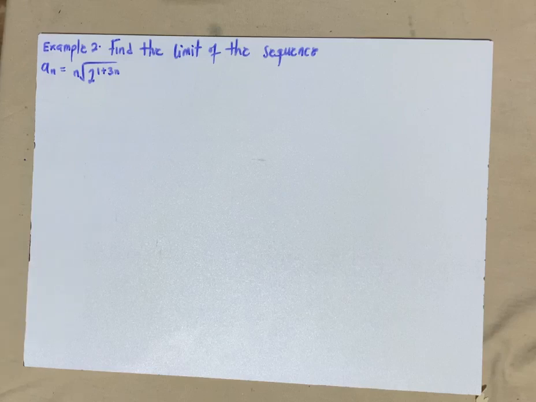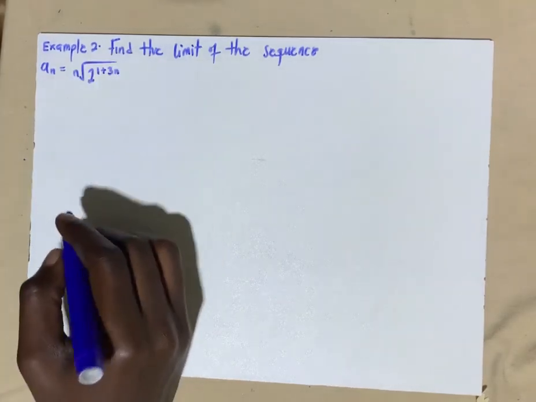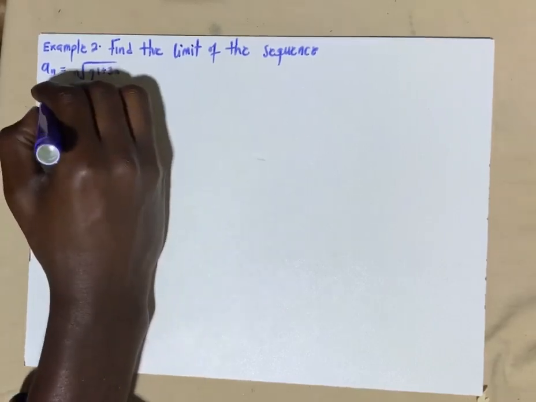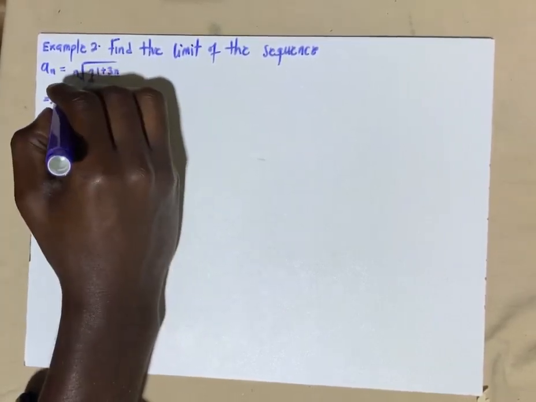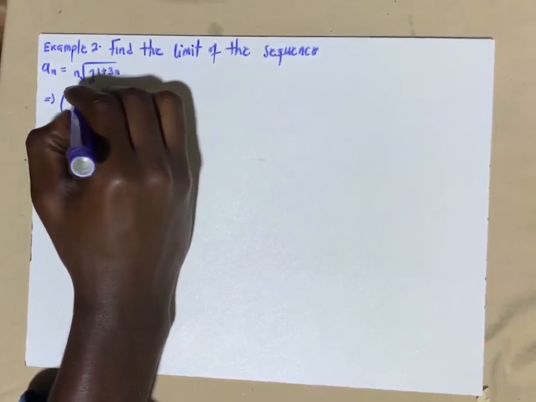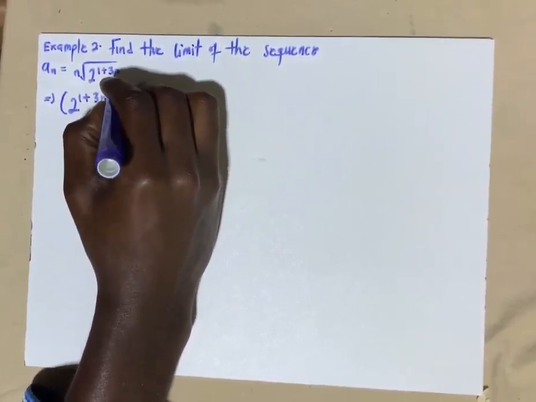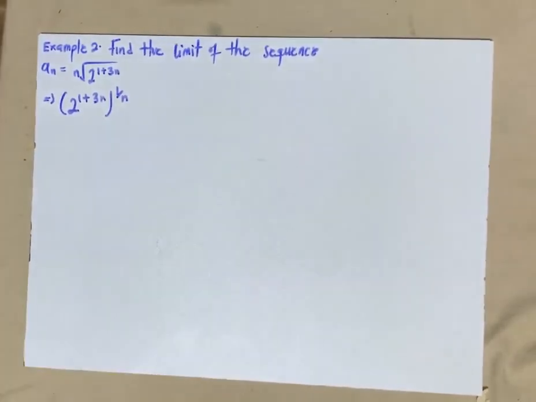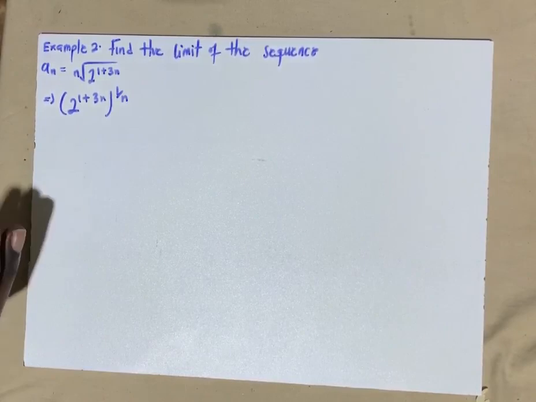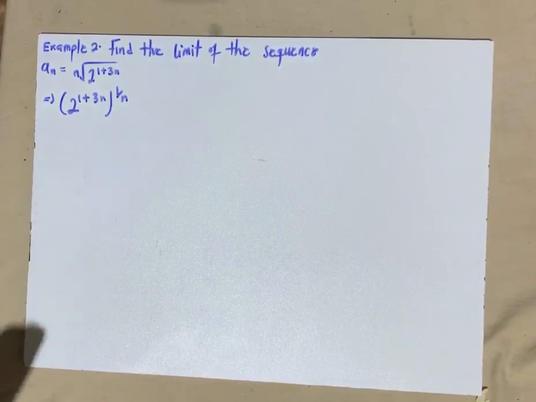First of all, you can try to rewrite this into a different form. Anytime you have a square root, you can change it. So we are going to get 2 times (1 plus 3n) all raised to the power 1 over n. Are we getting it? All raised to the power 1 over n. Now you realize this sequence is a little bit cleaner than the first one.